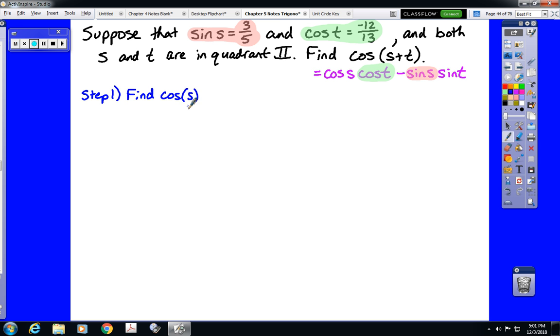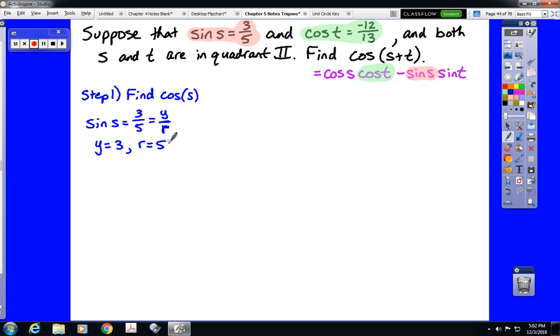Okay, and I'm going to put parentheses around s just so you don't think it says... okay, it's the cosine of angle s. What we need to do is draw on our knowledge. The sine of s is 3 over 5. Well, we should know that sine, by definition, is y over r, which means y equals 3 and r equals 5.